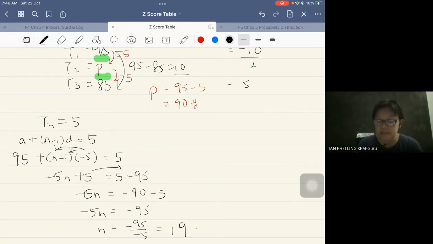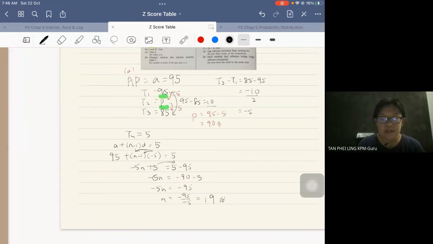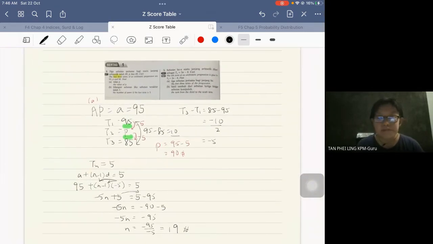At the 19th term, you will have the last term as 5. Is that okay? Better or not? Yes or no? Can I see hands if you're okay? Good. Okay. Rachel, okay or not, Rachel?